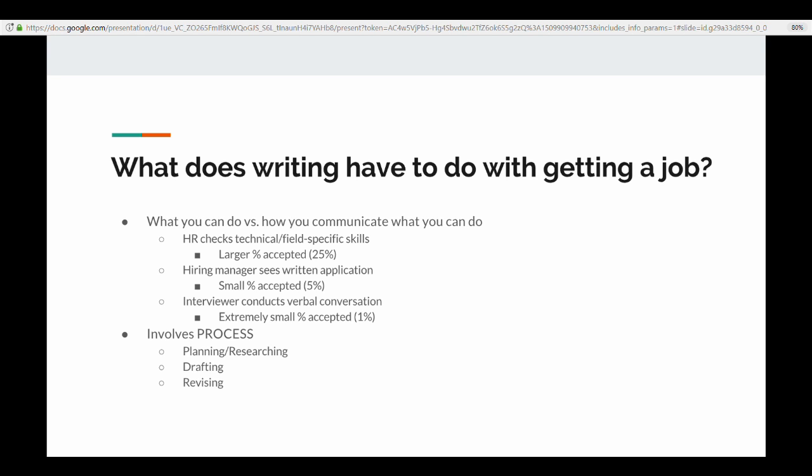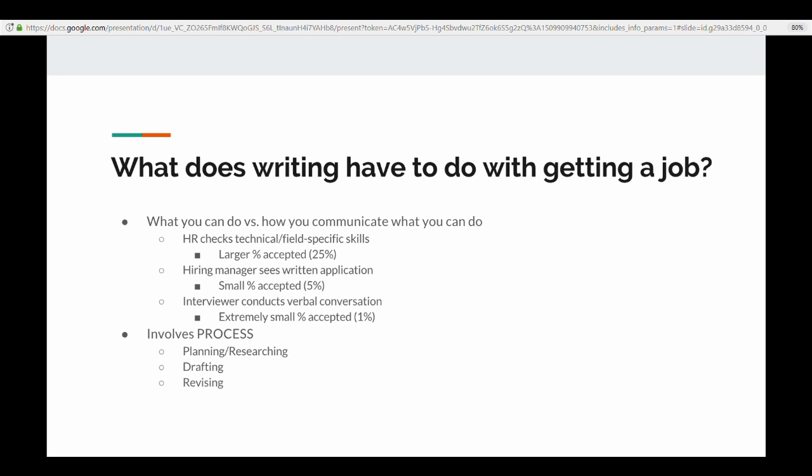So in the job application process, what you're going to see is that first you have to communicate to an HR person, an HR personnel. This person checks your resume pretty much exclusively, doesn't really usually look at cover letters. And this person is deciding which applicants have the relevant skills. And this is very specifically technical and field specific skills.